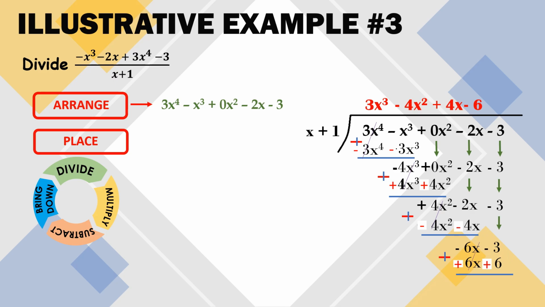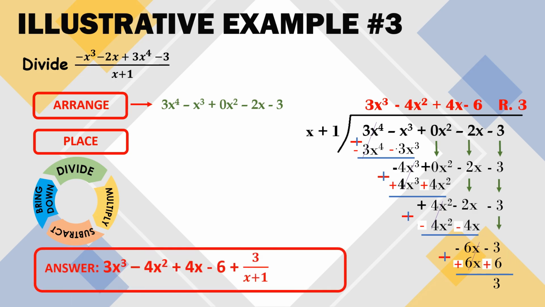So, negative 6x plus positive 6x is 0. Negative 3 plus positive 6 will give you 3. Since there are no more terms to bring down, we will have remainder 3. So, our answer is 3x cubed minus 4x squared plus 4x minus 6 plus 3, which is our remainder, over x plus 1, which is our divisor.